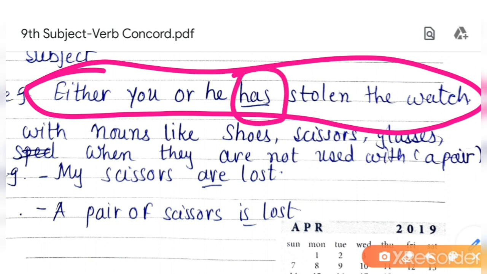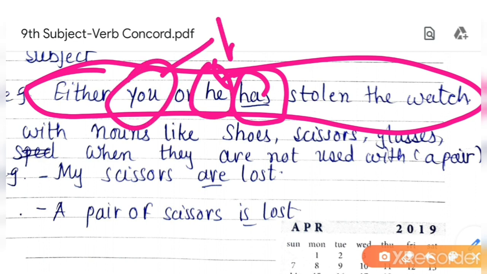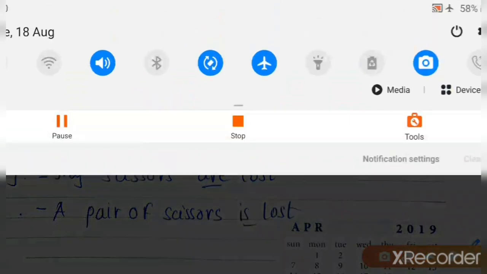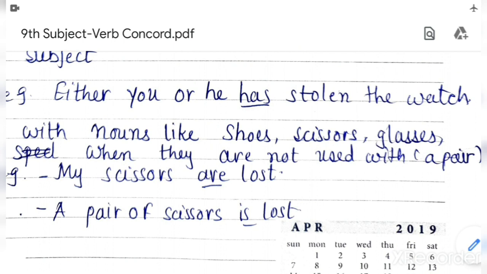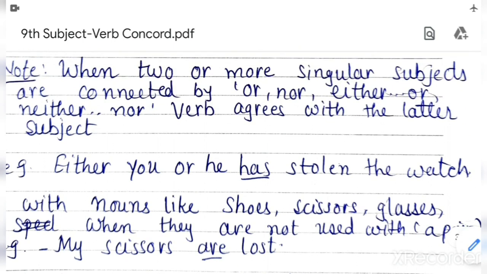Why have we put "has" here? Because the verb is placed according to the latter subject, and the latter subject is "he". With "he" we use "has", we have not used "have". So: either you or he has stolen the watch. Once again, try to remember this rule.